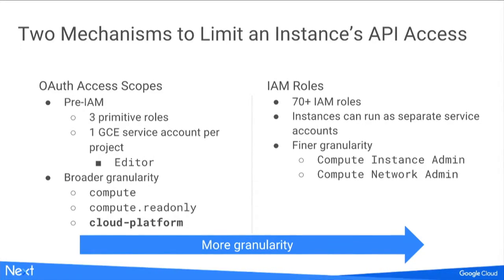Now with IAM, you can use IAM roles as the mechanism to limit what your instance can access through an API. We have over 70 such roles. It offers a lot more flexibility and granularity than scopes. And instances today can each run as their own service account. So each component of your app could have its own identity and its own level of access to the resources in your project or in your organization. And these roles, as we saw earlier, can be much more fine-grained than these broader access scopes.